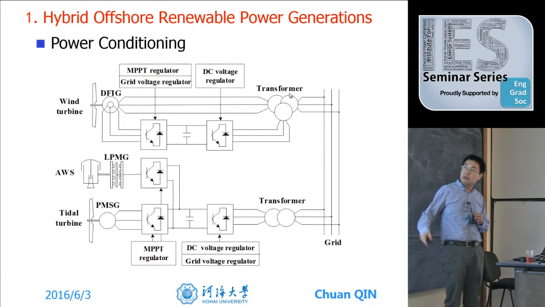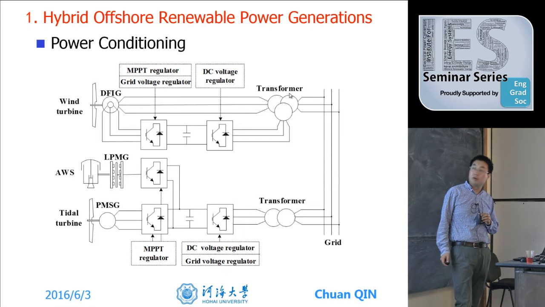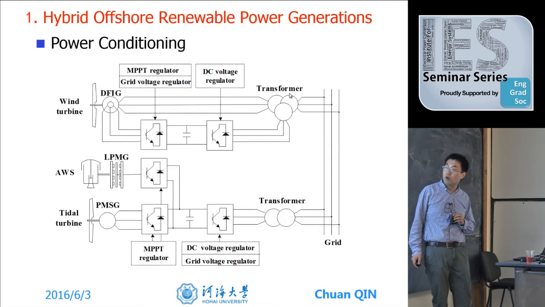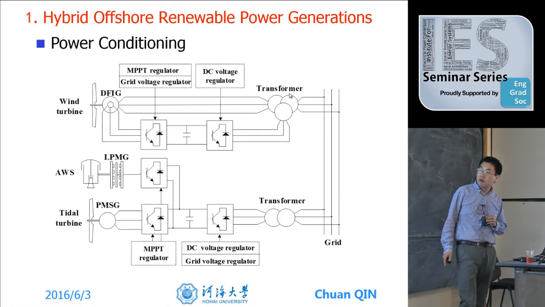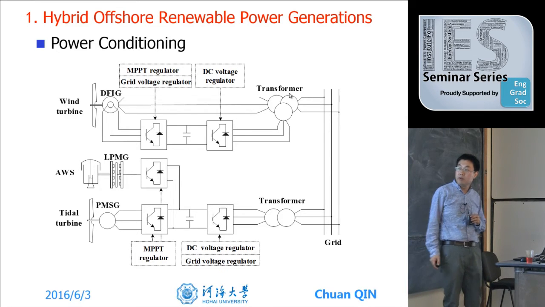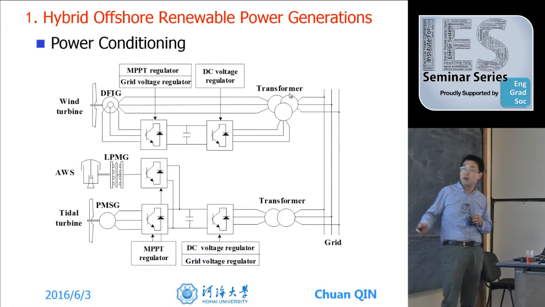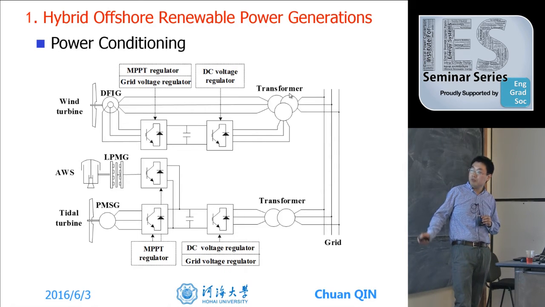Then next is the power conditioning, or the electric interface with the power grid. DFIG generator is used for wind turbine, and linear generator is used for AWS, and permanent magnet generator is used for tidal turbine. And the linear generator and the PMSG are connected to the DC link via two converters. And there is also a converter to interface the DC link with the grid.